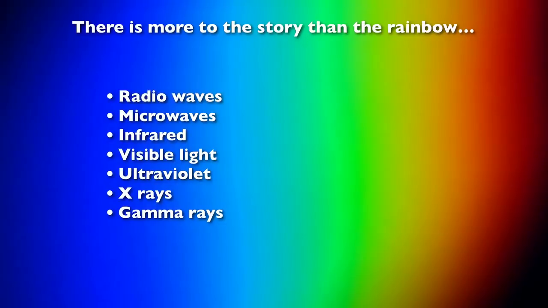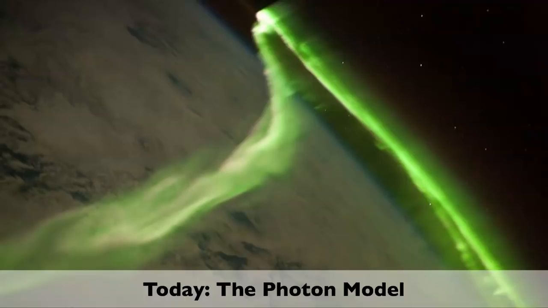Now, the whole electromagnetic spectrum spans the range from radio waves, which we talked a little bit about last time, all the way up to gamma rays, which we'll talk about next week when we talk about nuclear physics. But today we're going to be particularly talking about modeling all these different things not as waves, but as photons. And I'm going to start by taking a look at this picture right here.